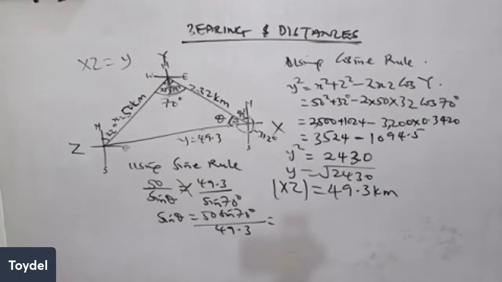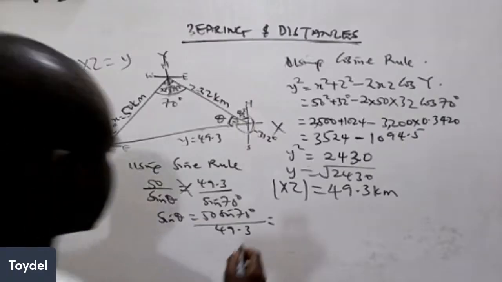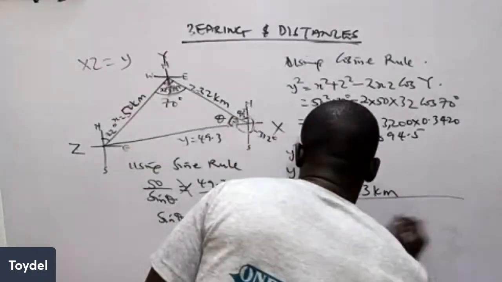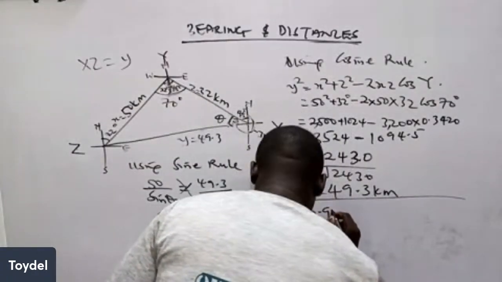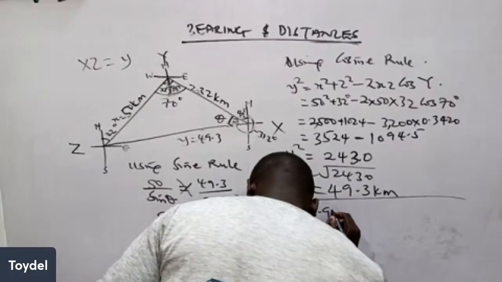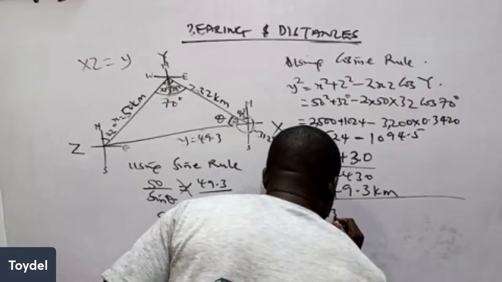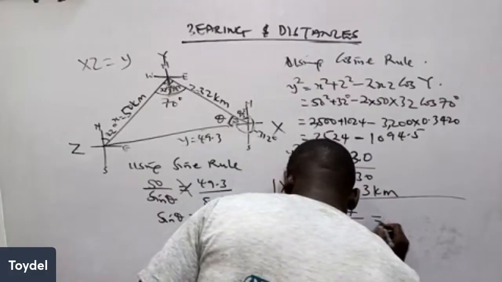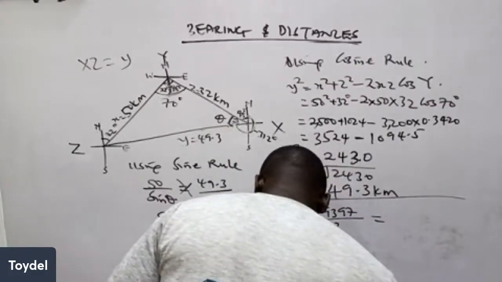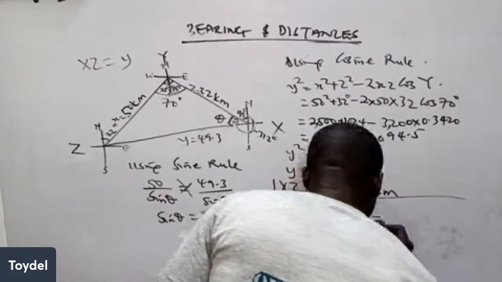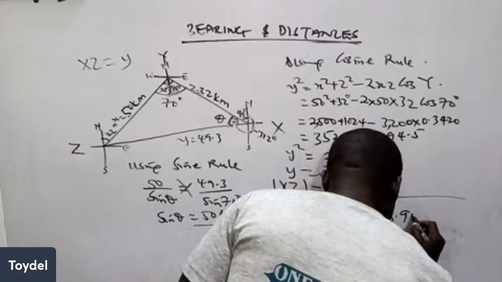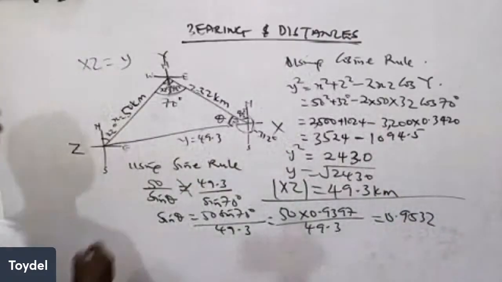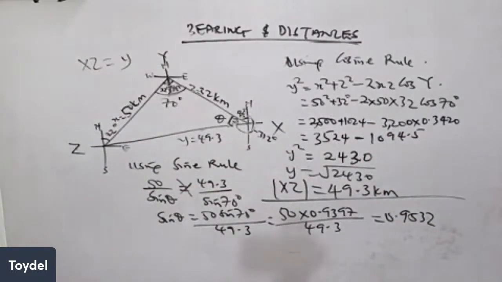What is sine 70 degrees? Sine 70 degrees is 0.9397. So I'm going to get 50 multiplied by 0.9397 divided by 49.3. And if I do that, I'm going to get 0.9532. So sine theta is equal to 0.9532.